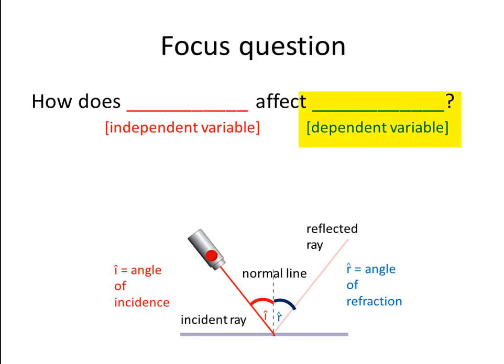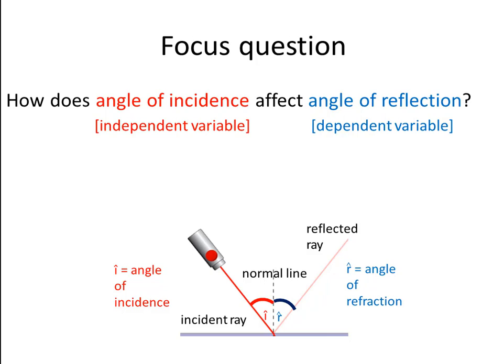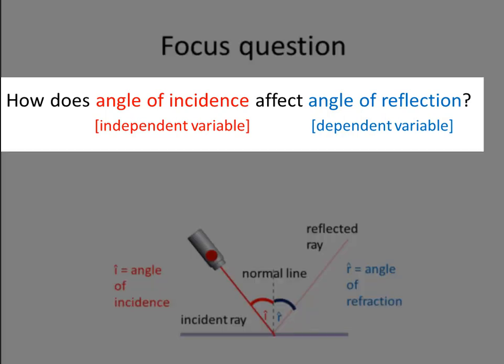That will be our dependent variable. What must go on this line? Try yourself. Did you come up with this? How does angle of incidence affect angle of reflection?